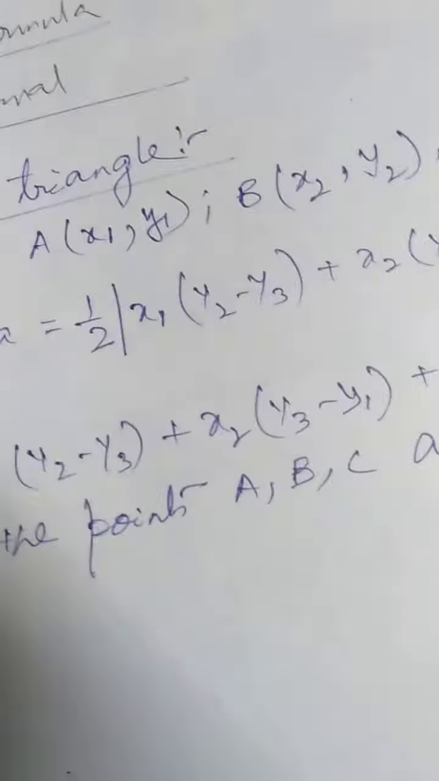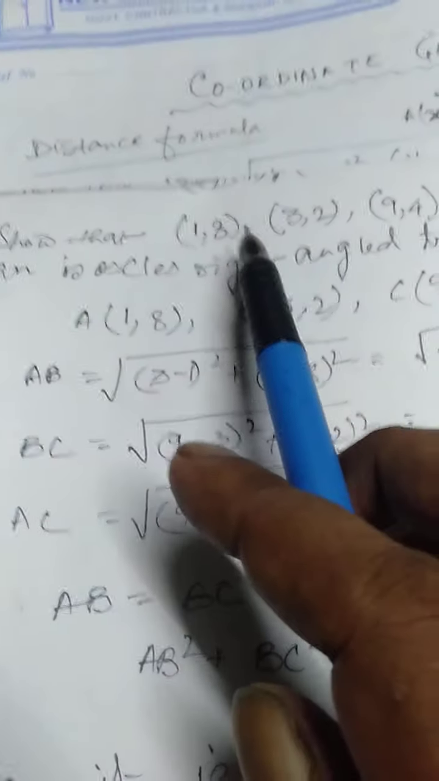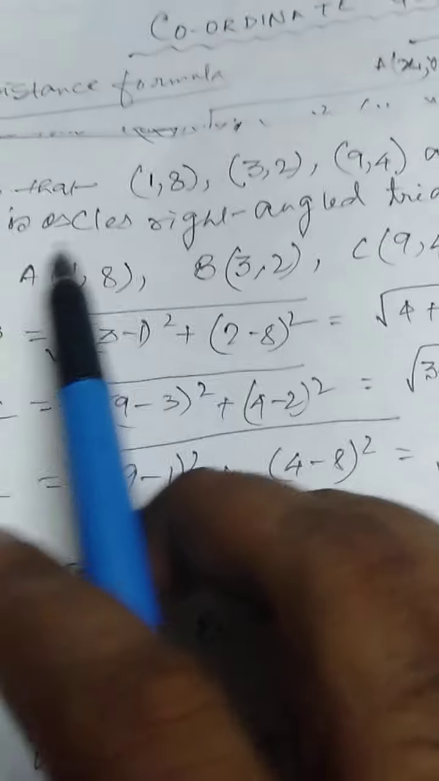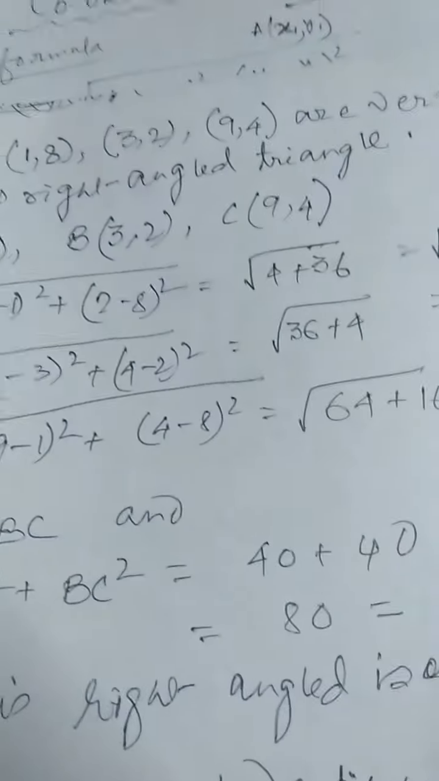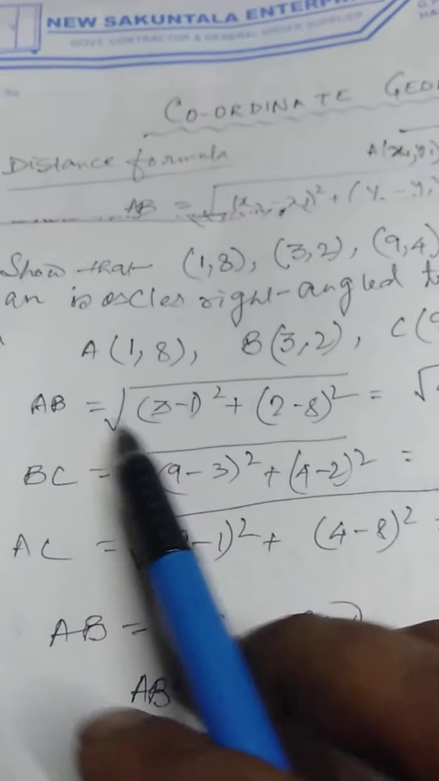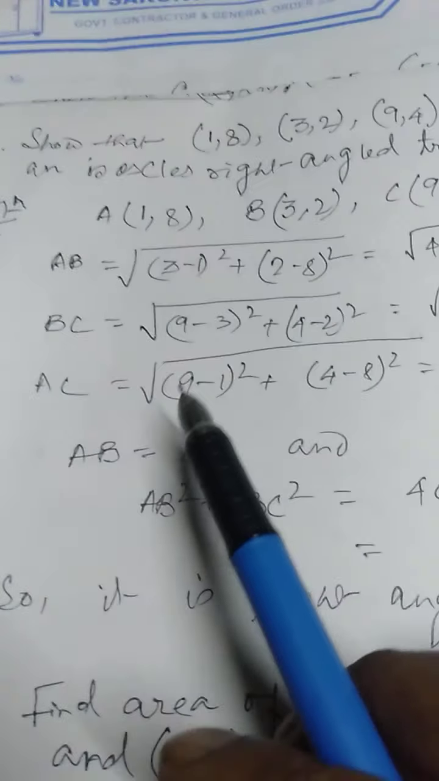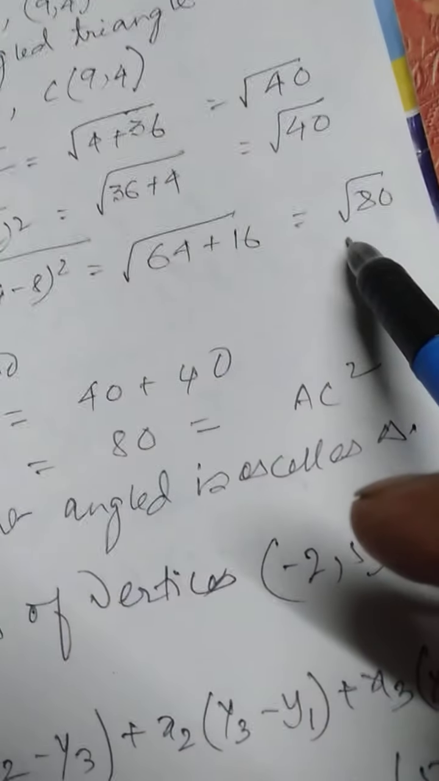Now we will do some sums. First sum: show that these points are the vertices of an isosceles right angle triangle. First of all, let the points be A, B, C. By the distance formula, find the length of AB. It is coming root 40. Again find the length of BC. It is also coming root 40. And then find the length of CA or AC. It is coming root 80.